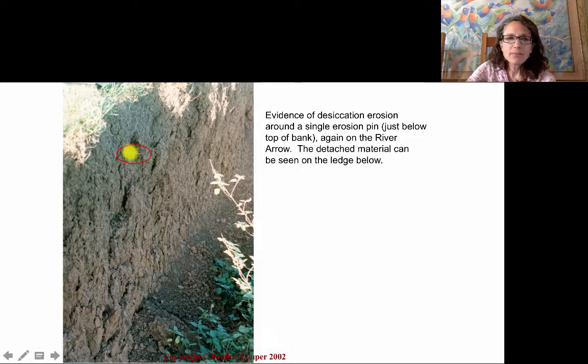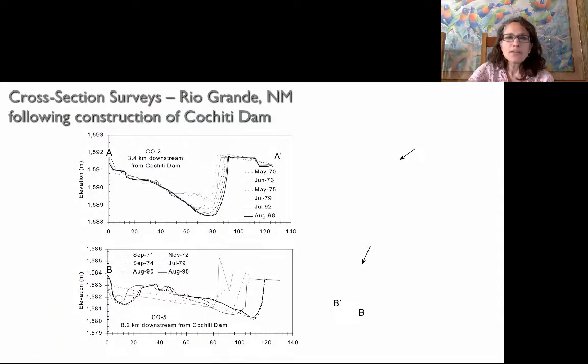And you can actually see there's been some desiccation around the pin, so that chunk has fallen out. That's another thing that can happen with wetting and drying. As it dries, it desiccates and kind of slakes off. We can also survey cross sections.